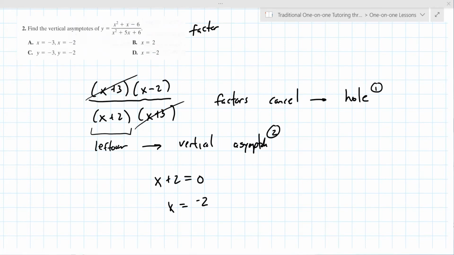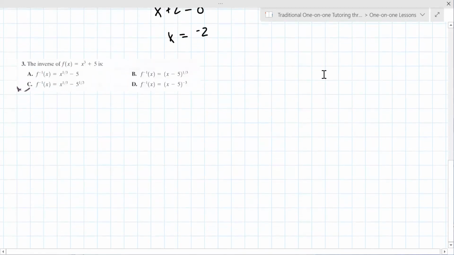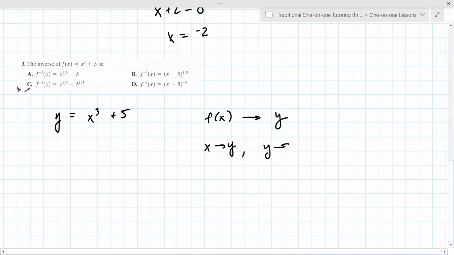All right, number 3. To find an inverse, there is a recipe. And the recipe is fairly straightforward. You take f of x and it becomes y. That's your first step. Second thing is x becomes y and y becomes x. So wherever you see an x, you put a y. Wherever you see a y, you put an x. And then the third thing is you solve for y.